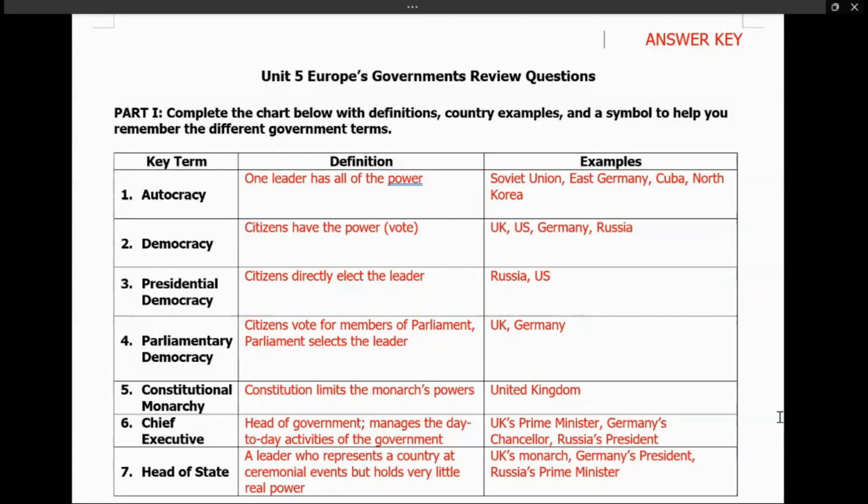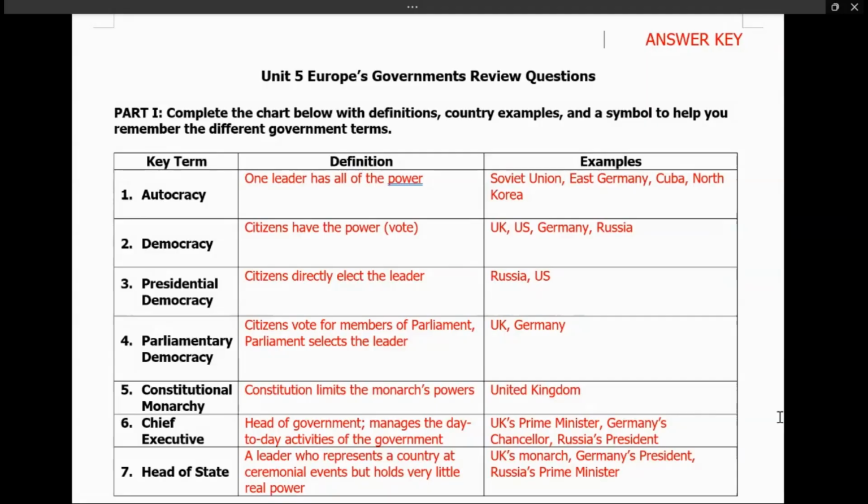So now, chief executive. Chief executive is the head of government, or as we can say, the leader of the country. So when we're talking about chief executive, we're talking about president, or in the UK, prime minister, and in Germany, chancellor. So, guys, again, chief executive is the head of government, the leader of the country. United Kingdom, they call their leader prime minister. In Germany, they call their leader chancellor. And in Russia, they call their leader president.